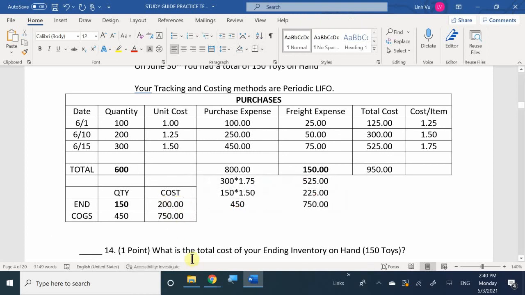Okay. Or you could do it this way, right? You could take your 100, so we know that's 125, right? And if we take the 50 remaining here, that should give you 75. So what's 125 plus 75? 200. Yes. So either way, you could solve forwards or backwards, or simply, if you know what your cost of goods sold is, you should be able to determine your ending balance by comparing it to your total cost.